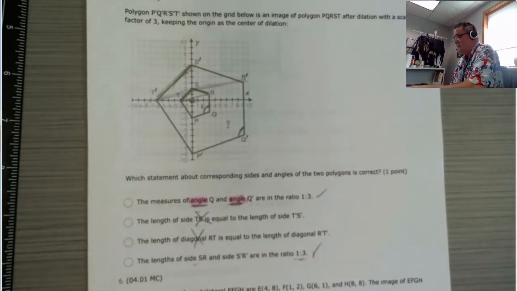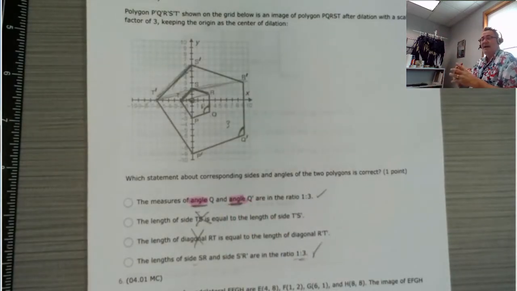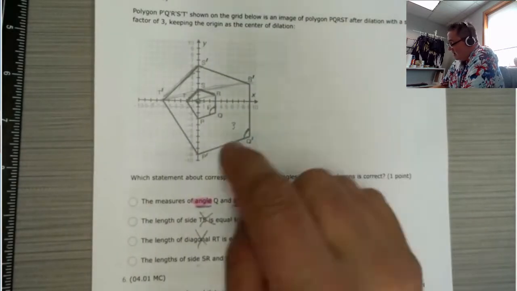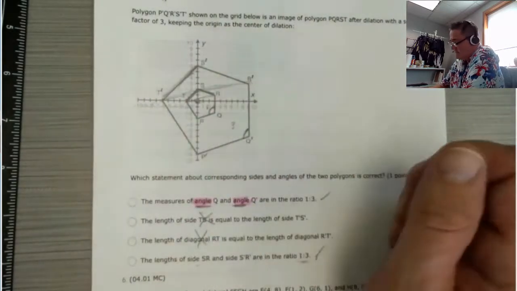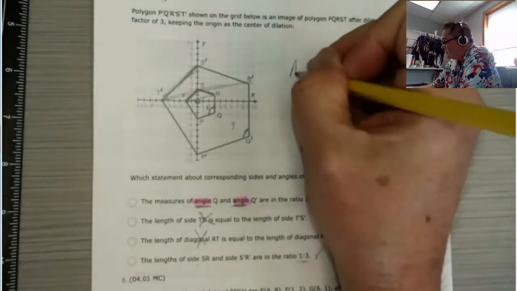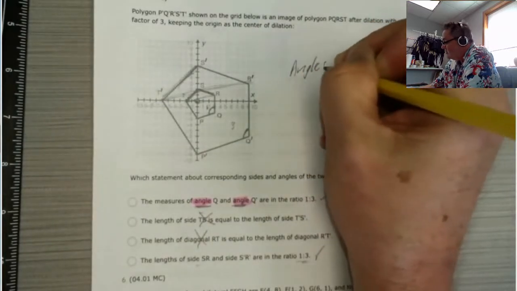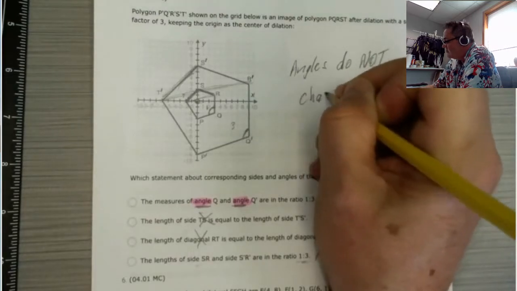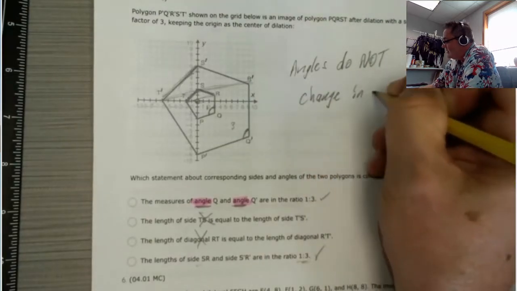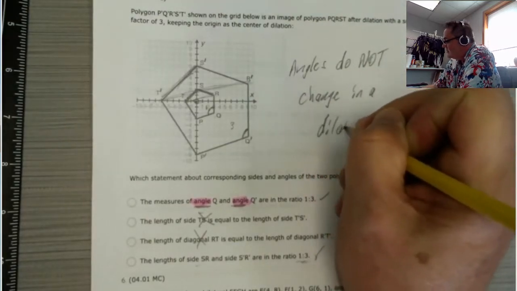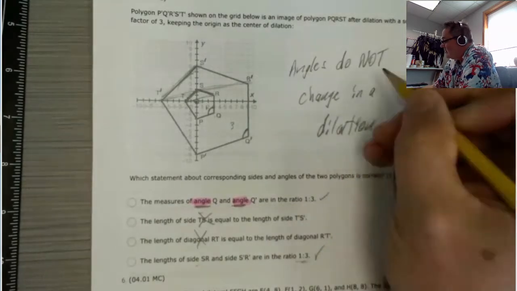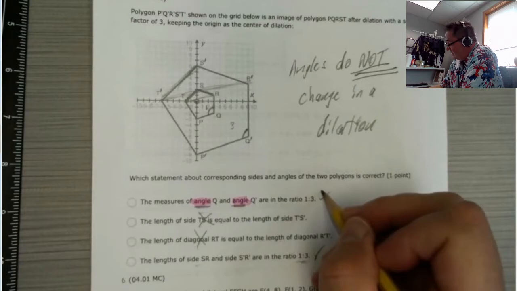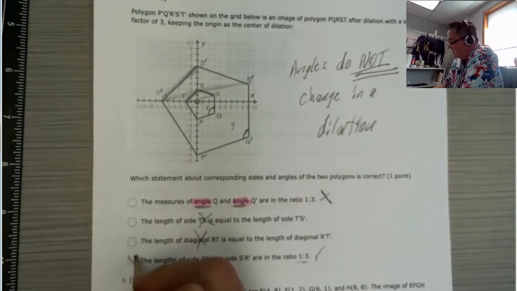What happens with the angles of a shape when we dilate it? Did this angle get a lot bigger than that angle? Did all of these angles get 3 times as big? No, angles do not change in a dilation. Angles do not change. So this is not true. It's not a 1 to 3. The lengths is what's 1 to 3.